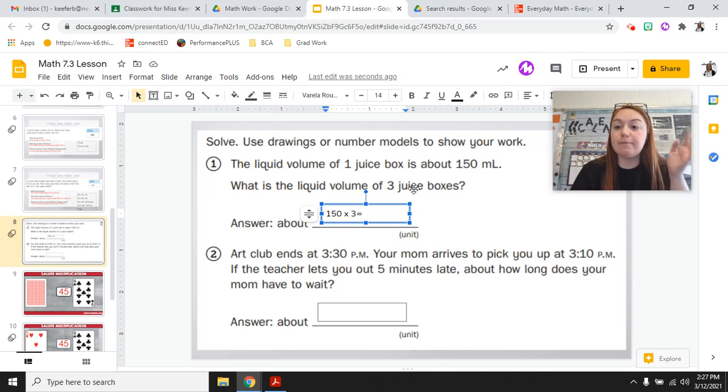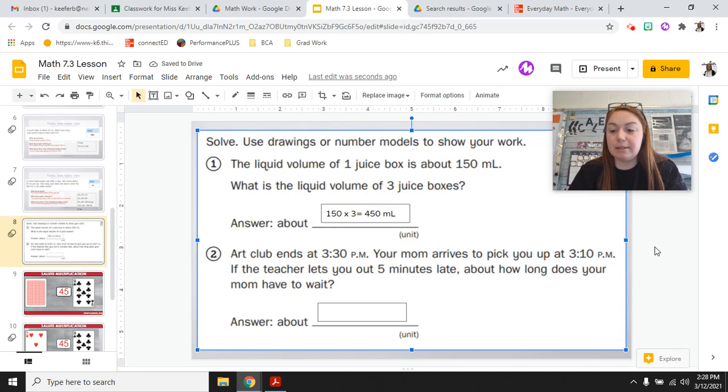Think of it as 15 plus 15 plus 15. What would your final answer be? So try that on your whiteboard. It would be 450 because 15 and 15 is 30, 30 and 15 is 45. Add it to the hundreds place, it would be 450, but then we would say milliliters because we have to add our unit.